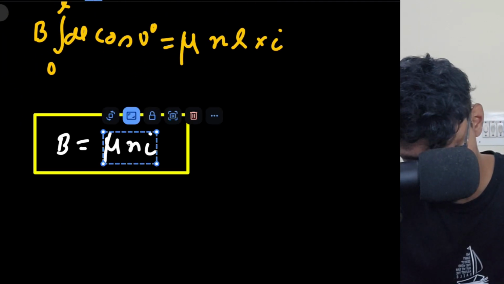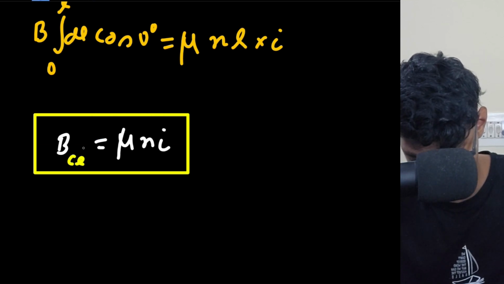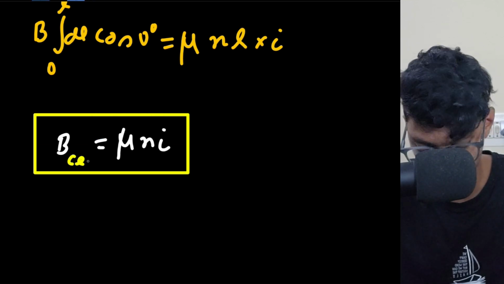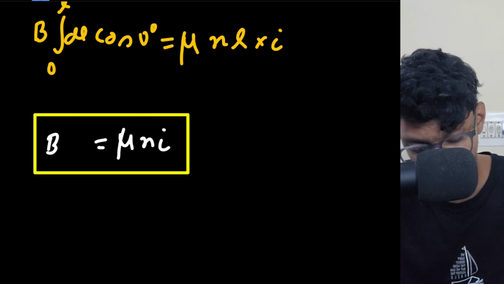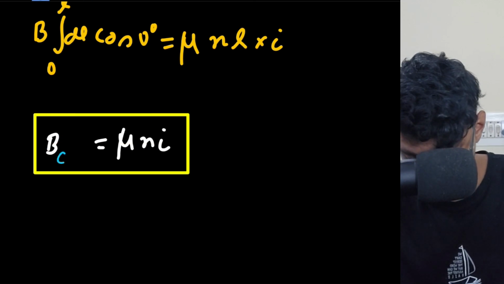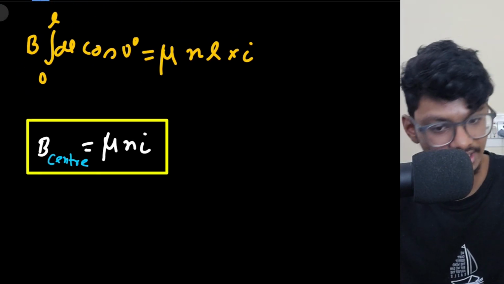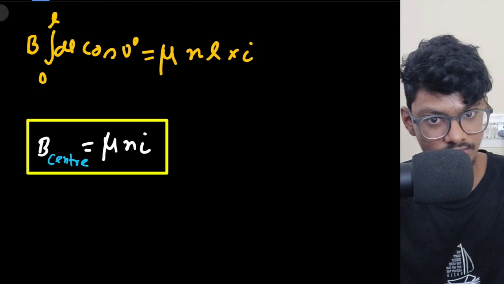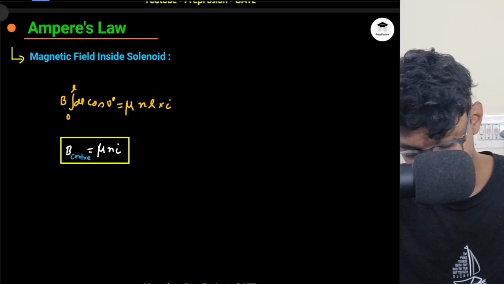You can remember this formula, it is good to remember. Or you can derive this, but the derivation is a bit weird, so I recommend you remember this particular formula: at the center of the solenoid, the magnetic field will be mu n I. Now you are telling me, sir, at the center it is mu n I, so at the ends will it be different? And I will say yes, at the ends it will be different. At the ends it will just be half.